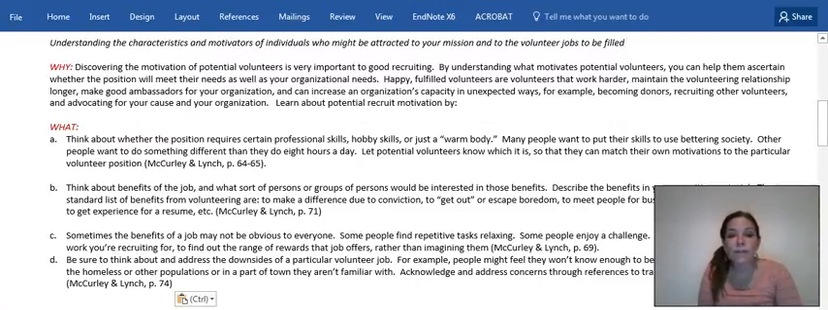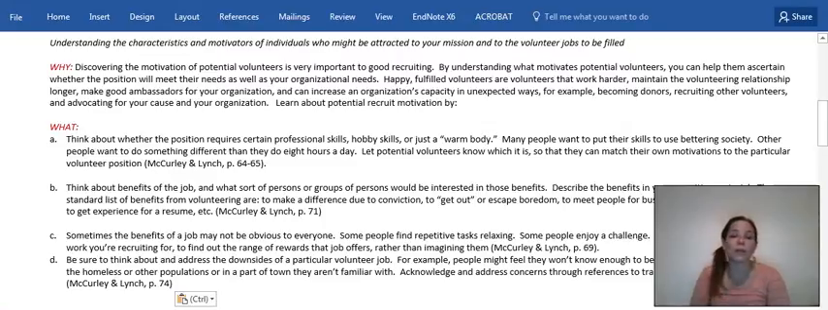Think about whether the position requires certain skill sets, professional skills or hobby skills, or if it just needs a warm body. And by professional skills, hobby skills, warm body, you can know why they want to do it. Do they want to put their skills to use, or do they want to do something different than they would normally do during their day? Anyway, you're going to let potential volunteers know what it is that they need to bring with them in terms of skills so that they can match their own motivation.